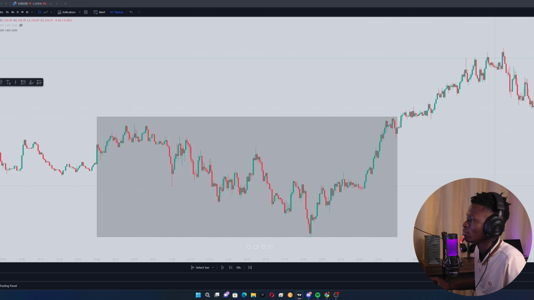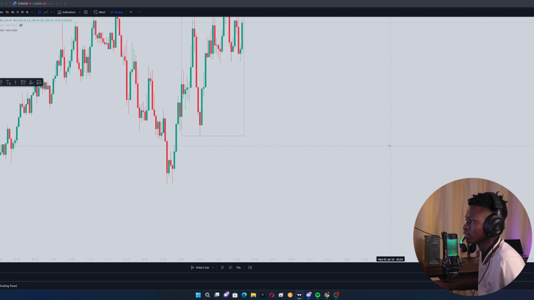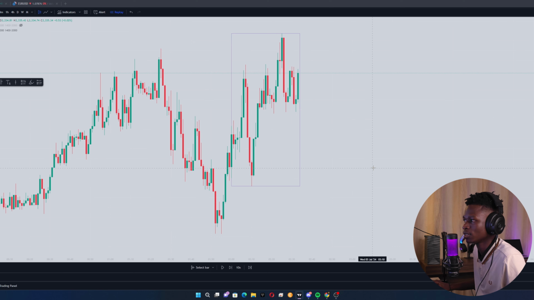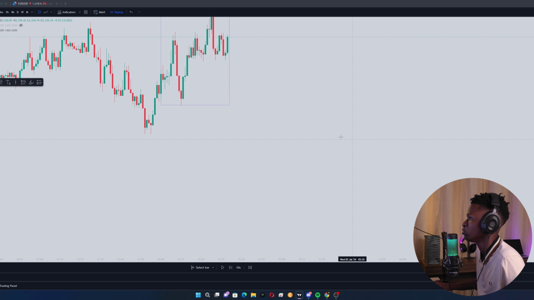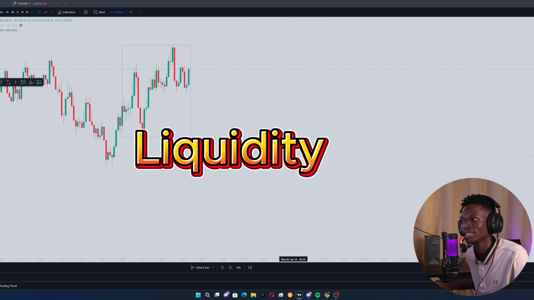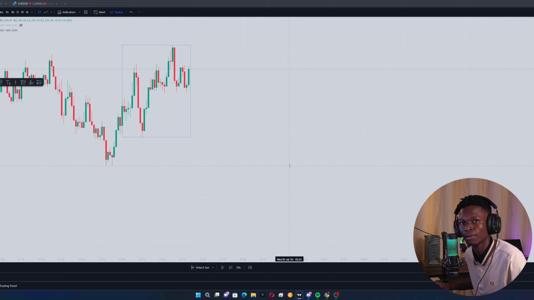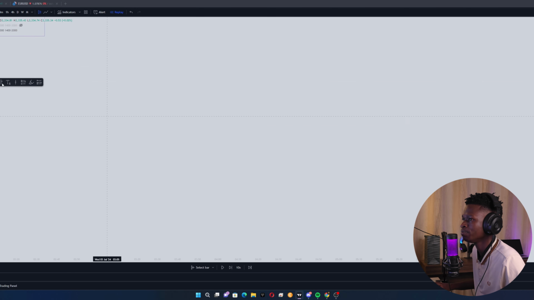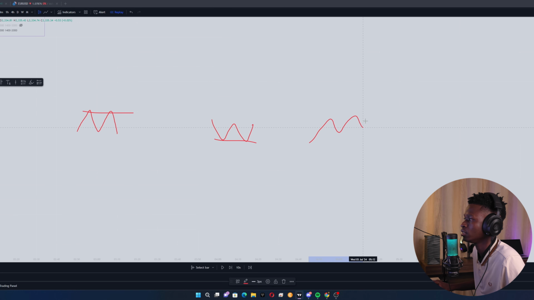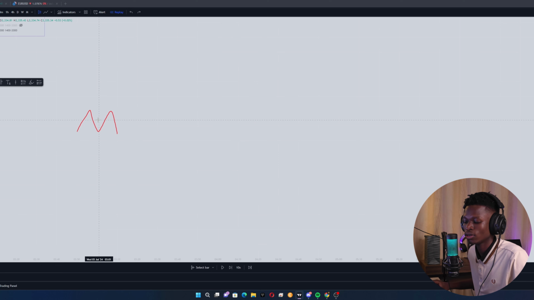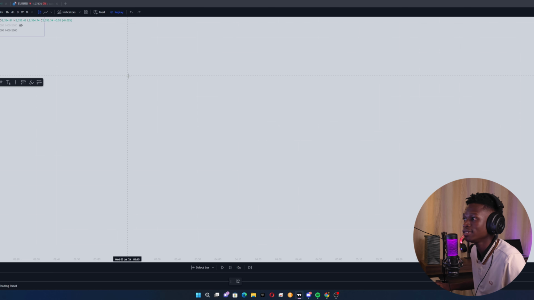Now that you've decided that you want to buy, next is my setup. The first thing you want to look for is the liquidity, and the second thing you want to look for is a PD. The liquidity can be anything. It can be a double top, a double bottom, trend line liquidity, or equal lows, equal highs. In this case, let's just say we have some trend line liquidity here.